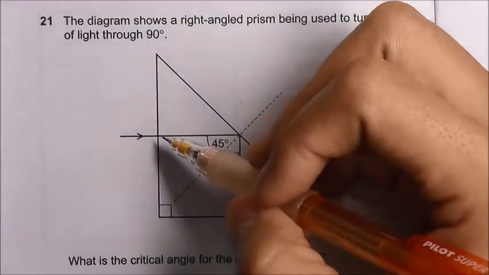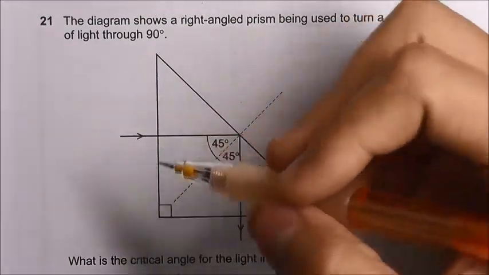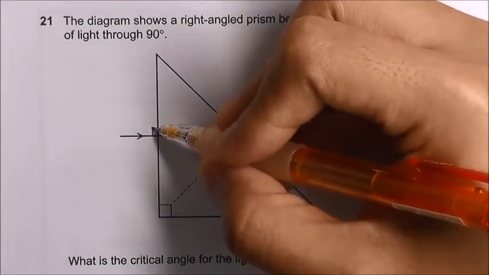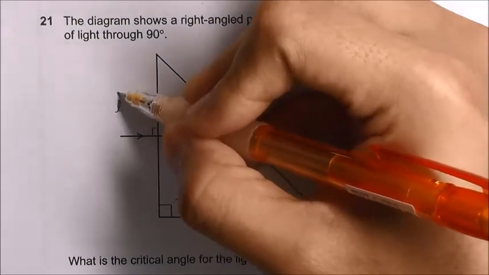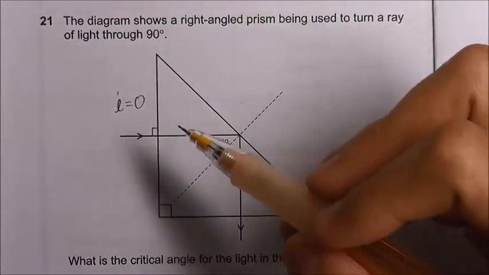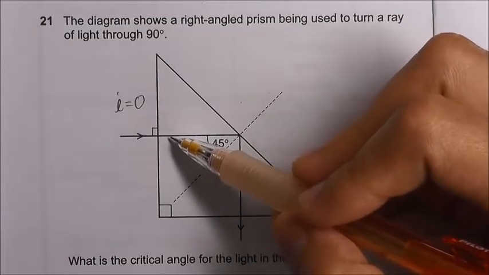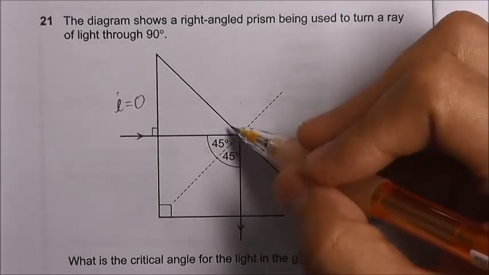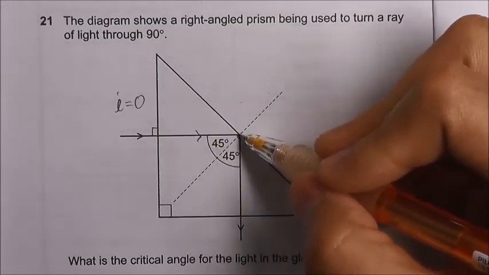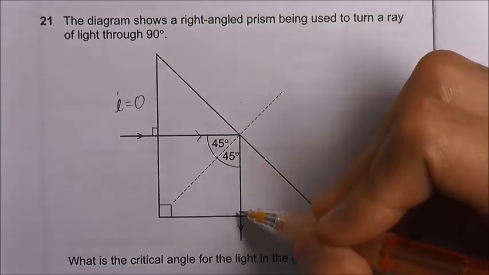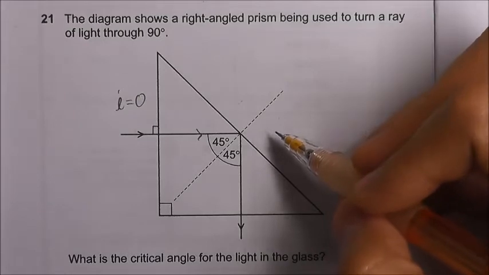A light ray is entering the glass prism at this point, and since the light ray is 90 degrees to the surface, the angle of incidence is equal to 0 and it does not undergo any refraction. So it goes straight and strikes the other end of the glass prism, and at this point we can see that it undergoes total internal reflection as the light does not go out of the glass prism.